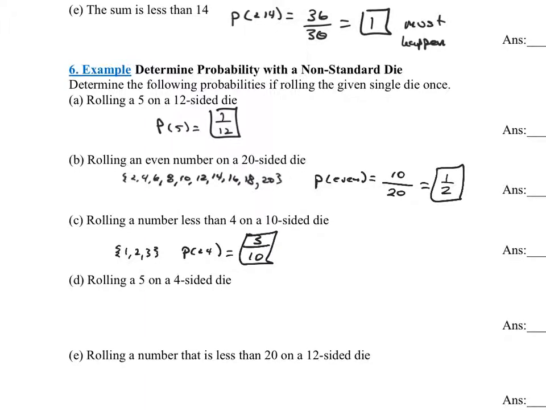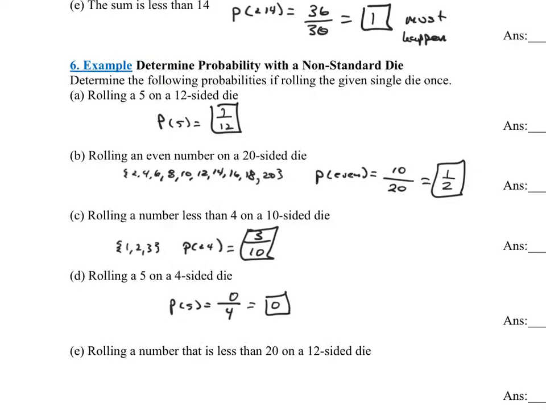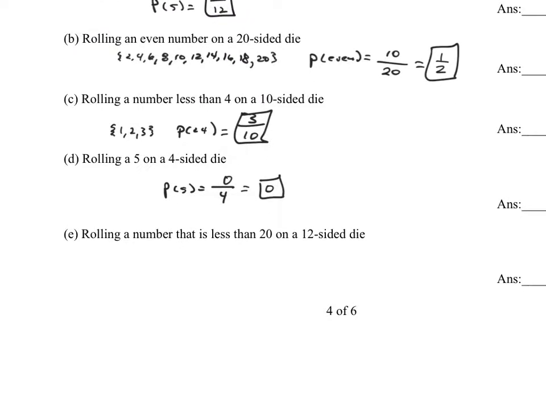What's the probability of rolling a 5 on a 4-sided die? Well, let's think about it. There are 4 total sides, but none of those sides would be a 5, so that would be 0 of the 4, which simplifies to 0, again indicating that it would be impossible to roll a 5 if you had a 4-sided die.